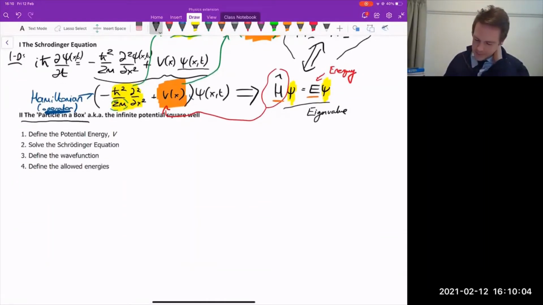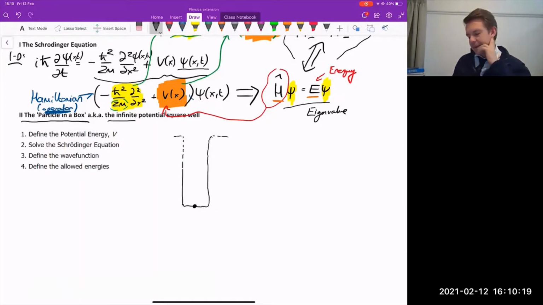Now, a particle in a box just means you imagine an infinitely deep well. Right, this is an analogy. An infinitely deep well, and you've got a particle sitting at the bottom of that well. Now, if it's infinitely high, that particle down here is never going to escape. There's zero chance of it ever getting out of the well.